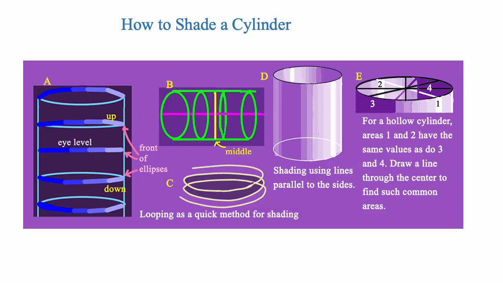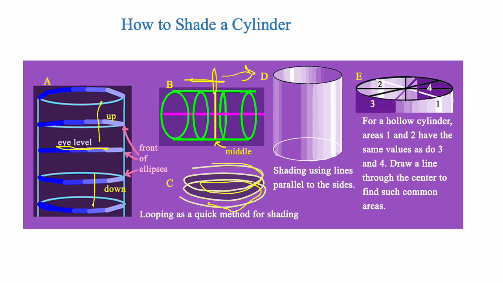A cylinder is made up of ellipses where the ellipse looks like a line at eye level, and then they get wider as they move away from eye level. If the cylinder is on the side, there's one point where the ellipse is a line, and then they get wider as they move away from that line. When shading cylinders like tree trunks, try to follow these ellipses, and looping is a quick method of doing so.